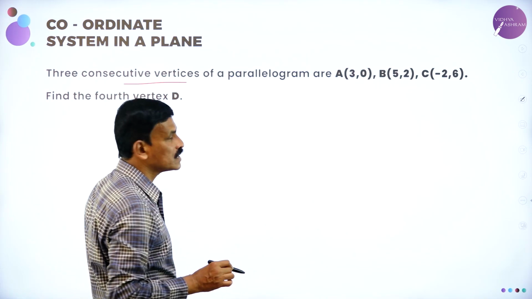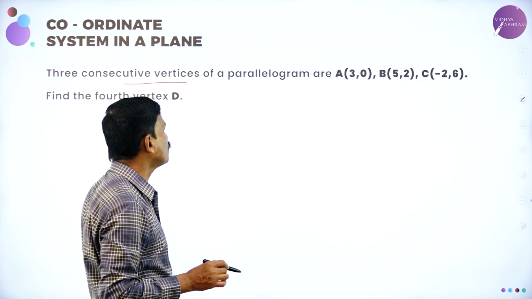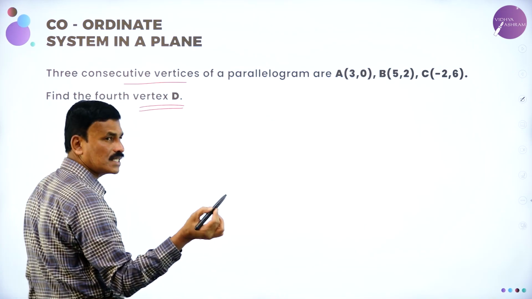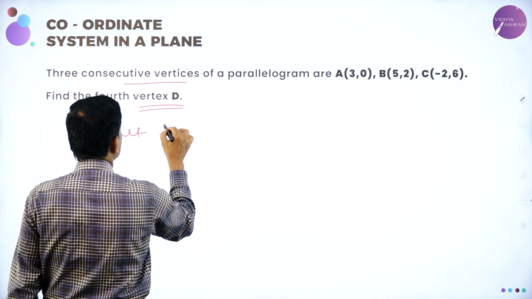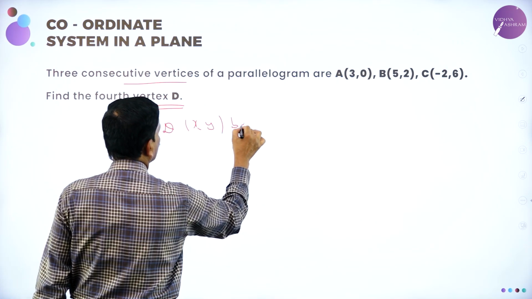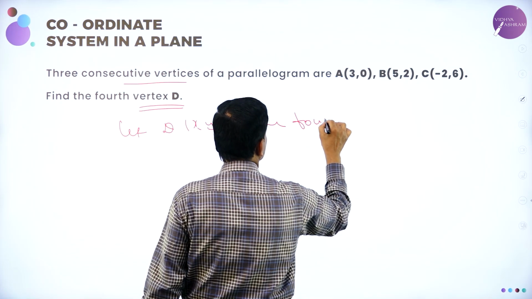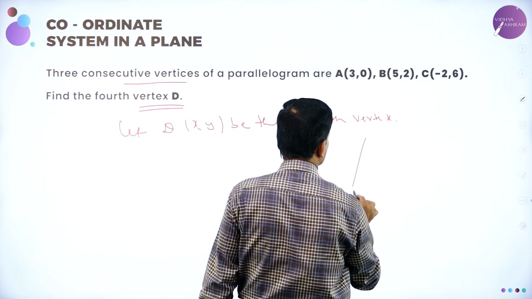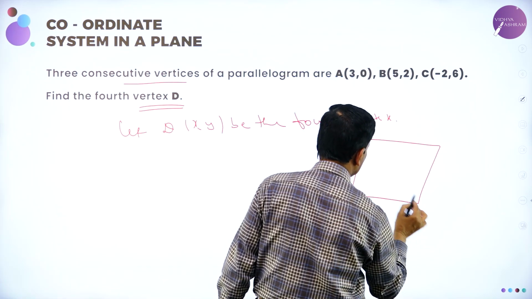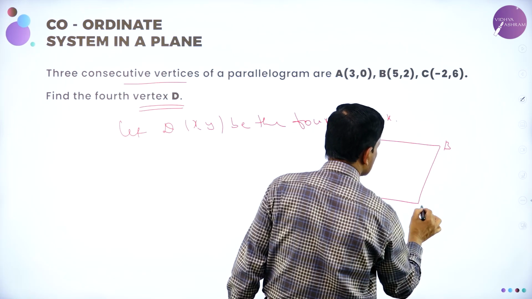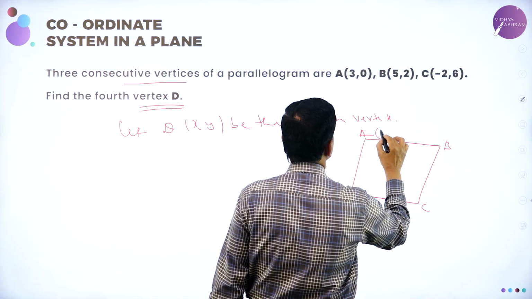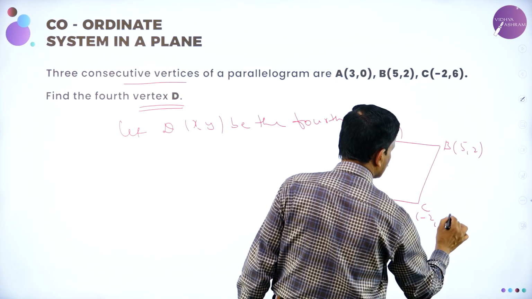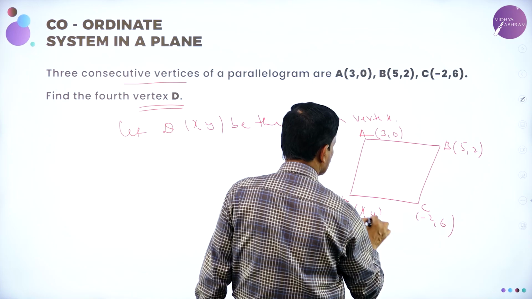3 consecutive vertices of a parallelogram are A (3, 0), B (5, 2) and C (minus 2, 6). Find the fourth vertex D. Same as that of the previous problem. Let D (x, y) be the fourth vertex. Now just draw the parallelogram. This is a parallelogram, here A, B, C, D. What is A? A is (3, 0). What is B? (5, 2). What is C? (minus 2, 6). D (x, y), which is to be determined.